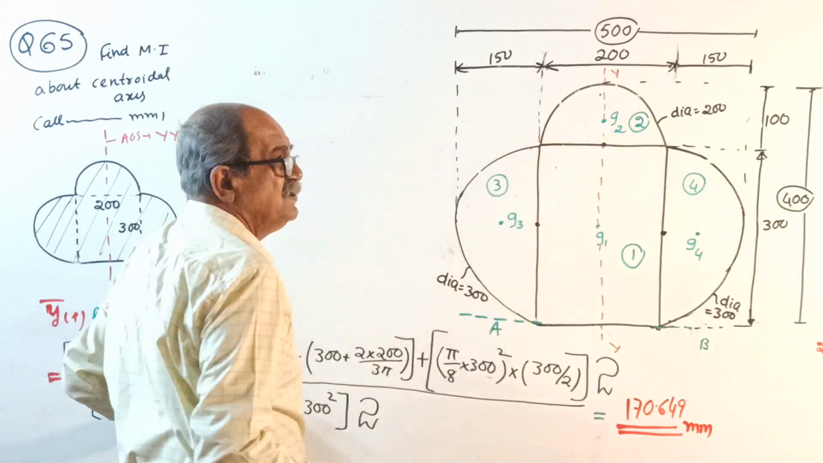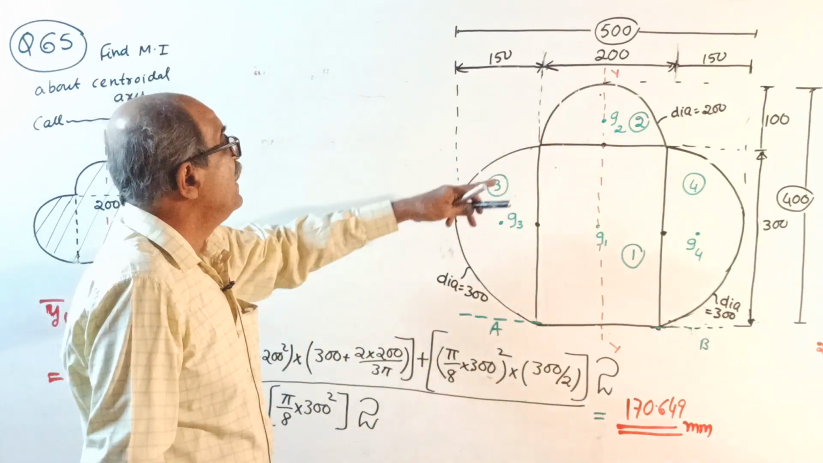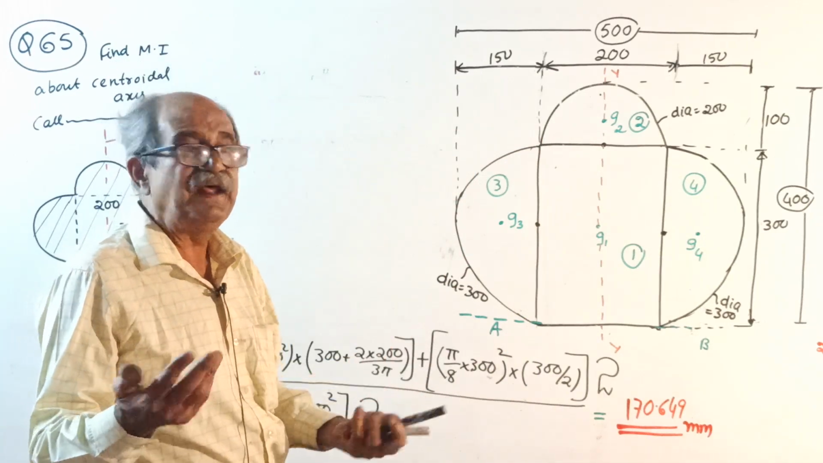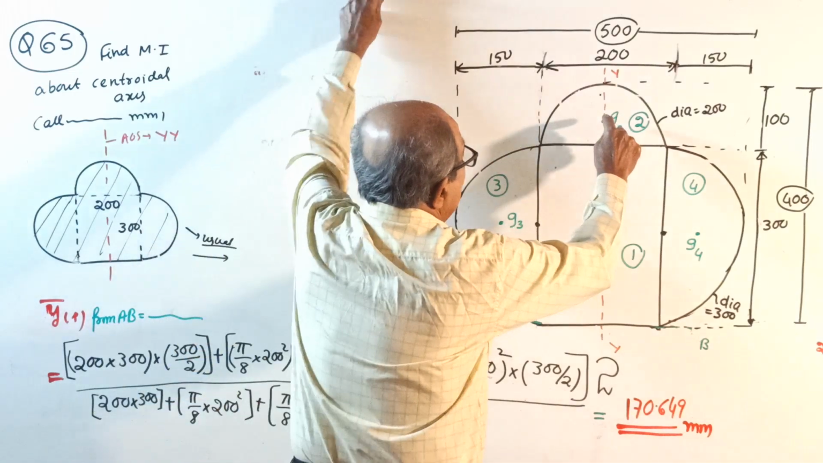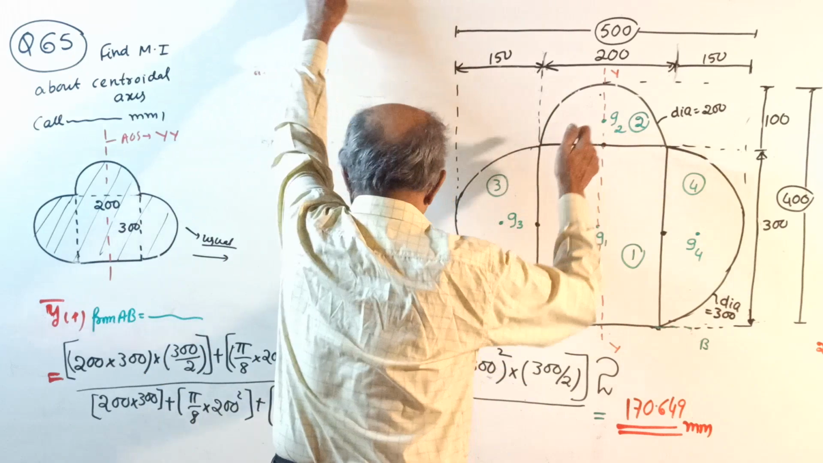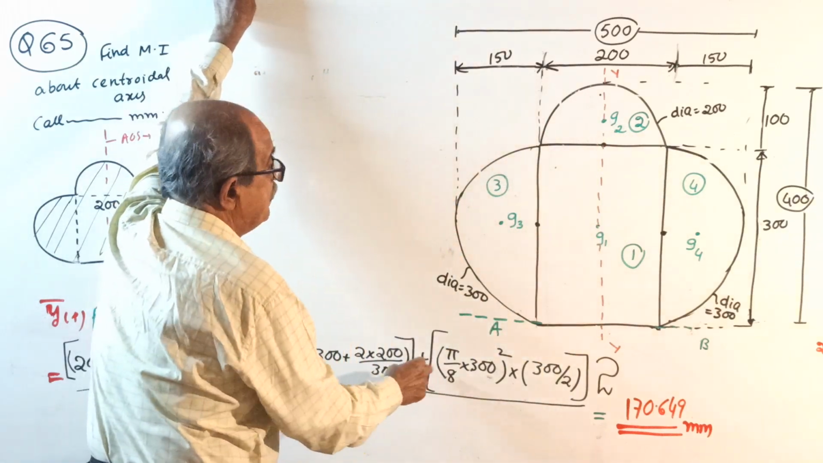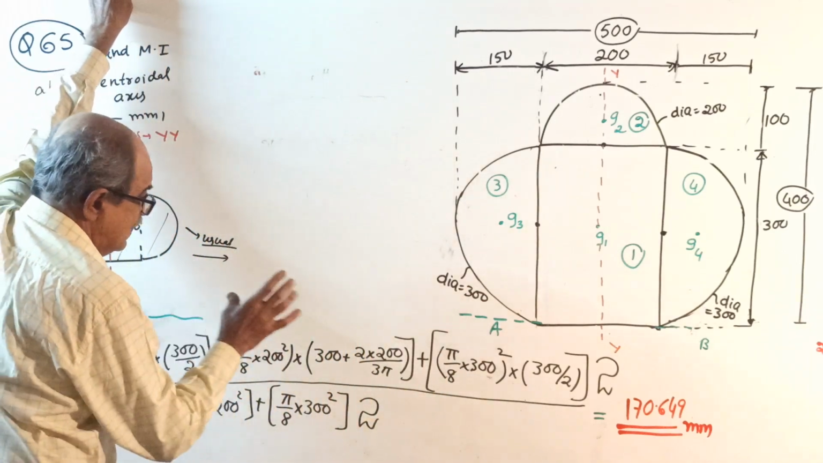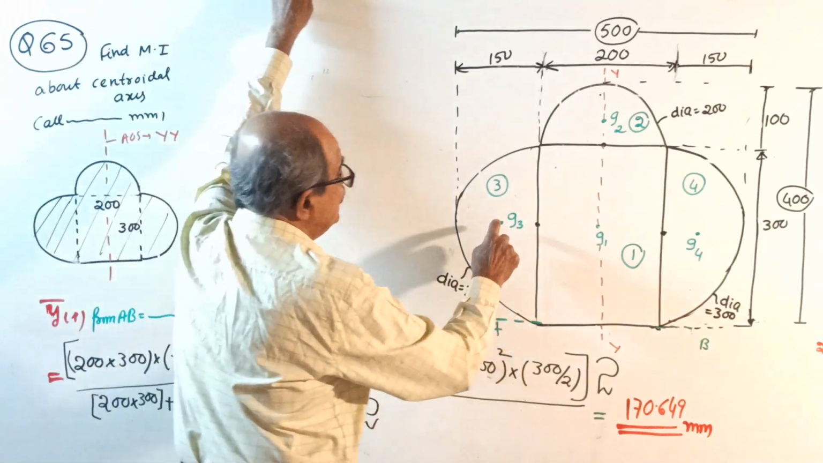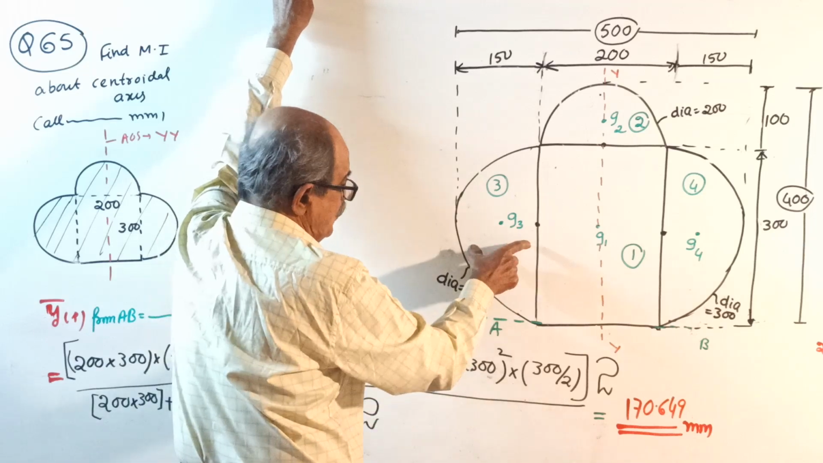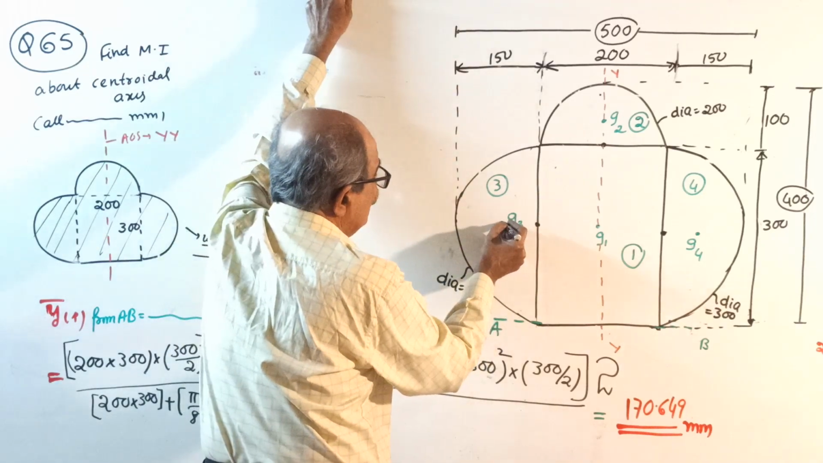A1 Y1 plus this area. Now see, it's a waste of time telling again pi by 8 of 200 square. It is told more than 200 times. So that area into its centroid from here, which is 300 plus 2d by 3 pi. Plus, see, brackets are important. This is for 1, this is for 2. Then 3, this area, pi by 8 of 300 square into this centroid.